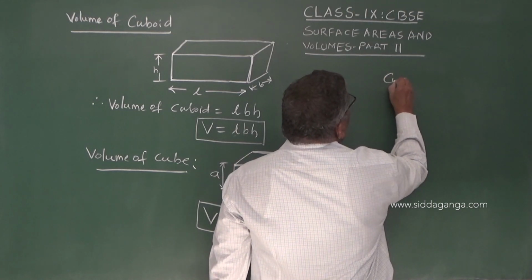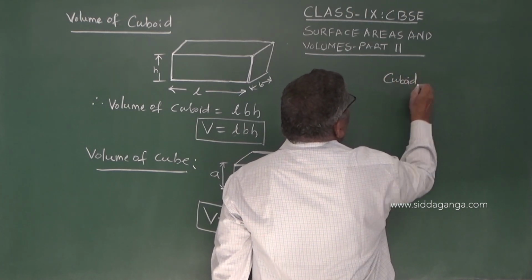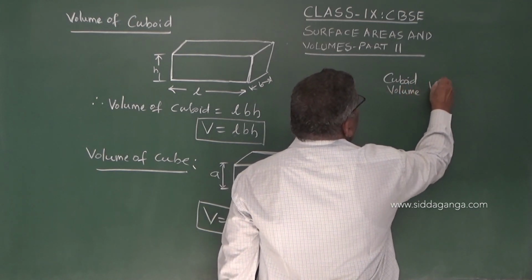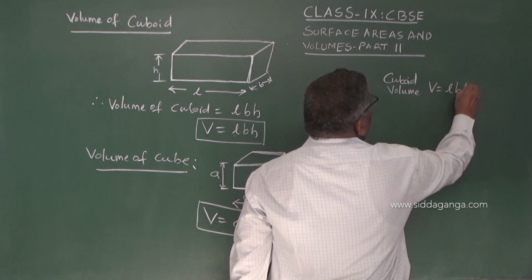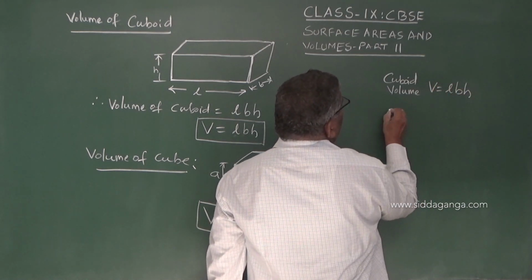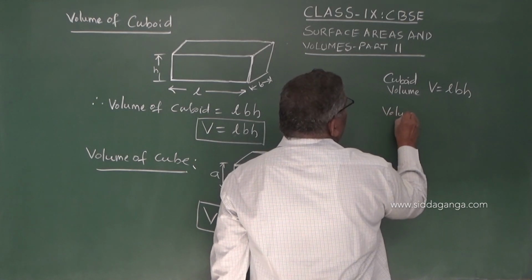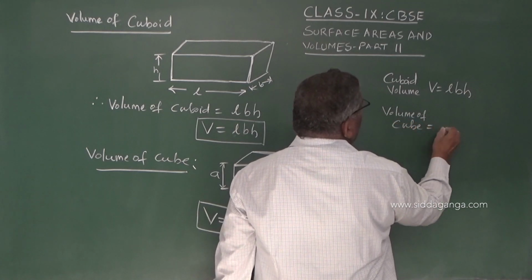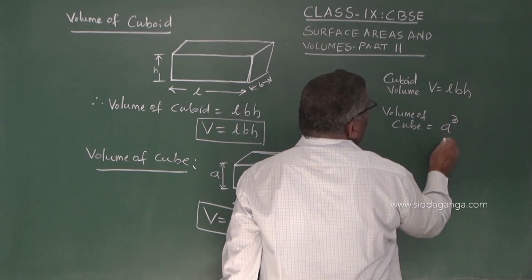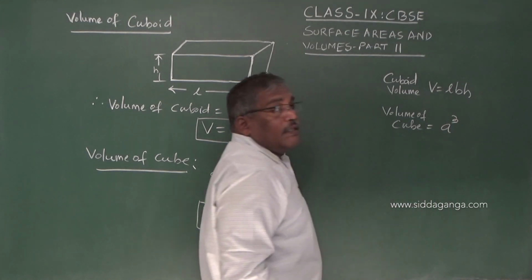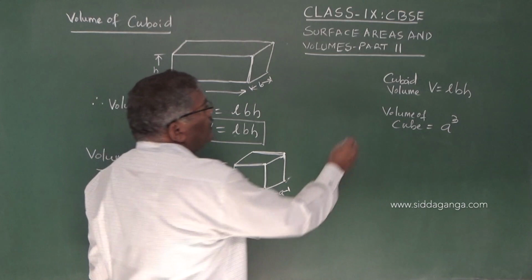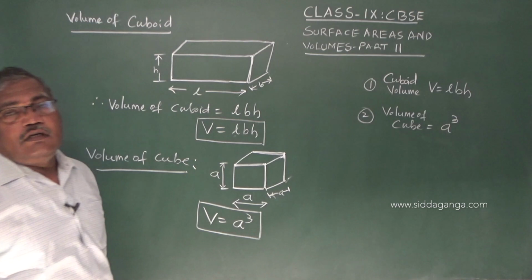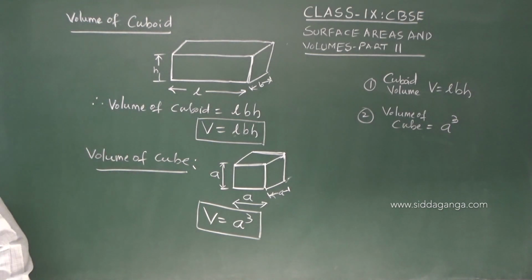So cuboid volume V equals LBH. Volume of cube equals A cube, where A is the side length. So these are the two important formulas in case of volume of a cube and cuboid.